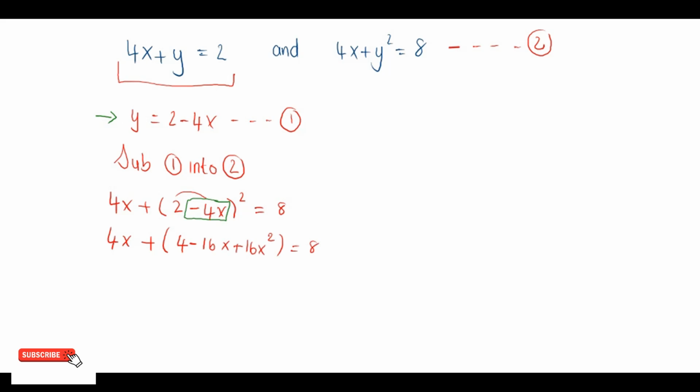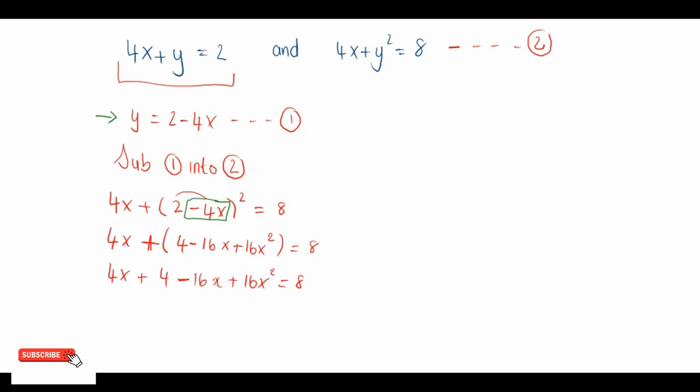I really love this method because it makes it quick for us to solve the problem. I'm just going to remove the bracket because you just have a positive there. So everything that's in the bracket remains the same. So you're going to be left with 4x plus 4 minus 16x plus 16x squared, which is equal to 8.